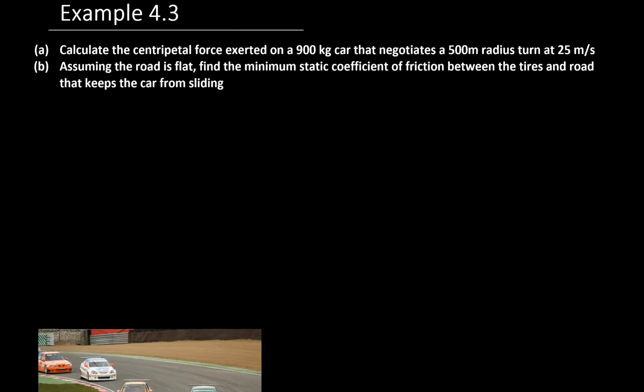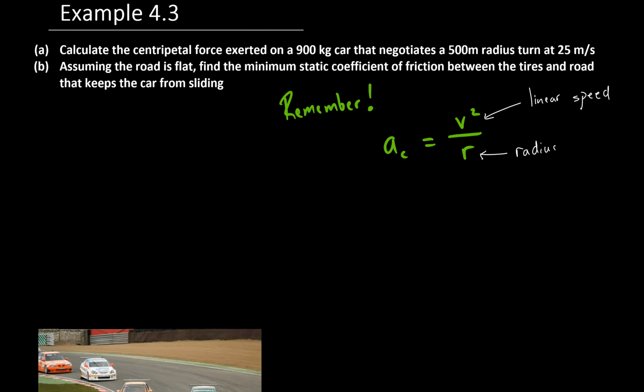First of all, one thing that we just need to remember at the start of this, because it starts asking us about centripetal forces, we need to remember that the equation for centripetal acceleration is speed squared over the radius. So that v right there is the linear speed of your object, and this r is the radius of your circular motion. Remember, this equation is only applicable when you have something traveling in a circular motion at a constant speed.